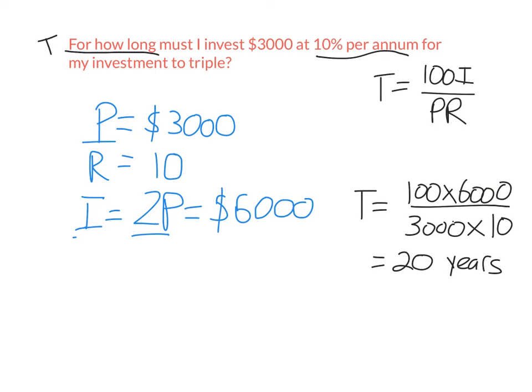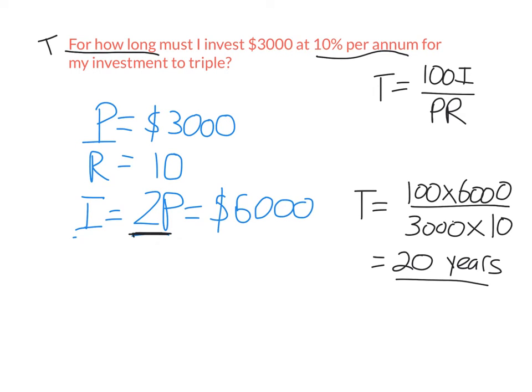It turns out that would actually be the case no matter how much we invested. It'd still take 20 years at 10% per annum to triple if I originally invested $10 or if I originally invested $1 million. It would always take this amount of time to triple because whenever you want to triple, the interest is always twice the principal.